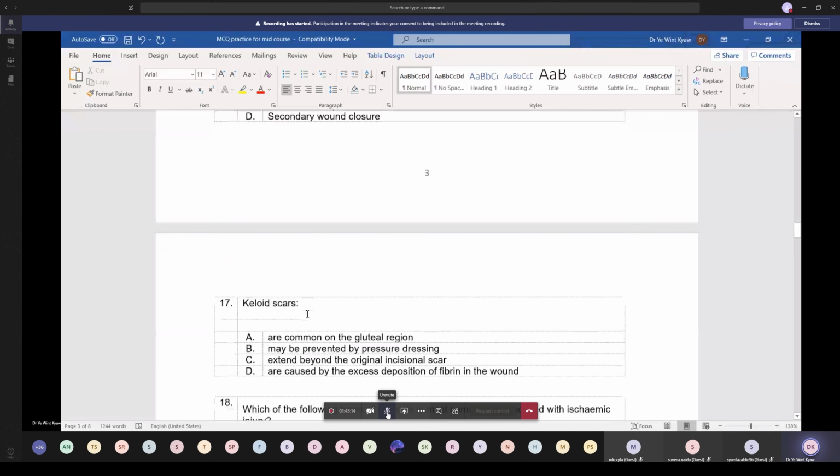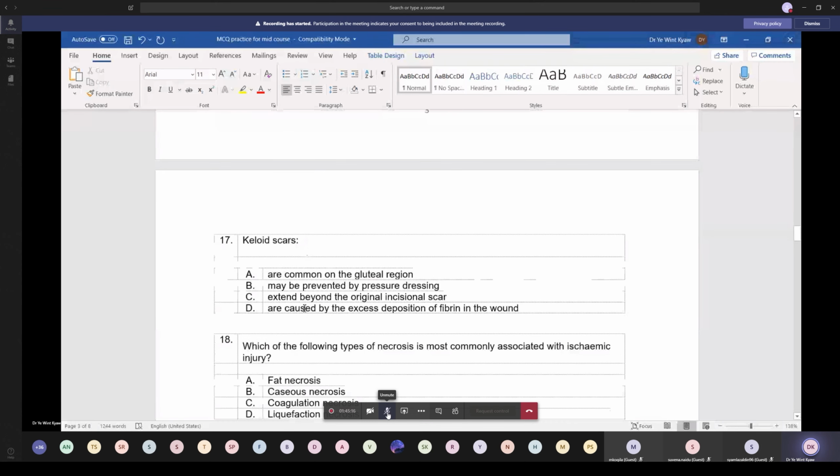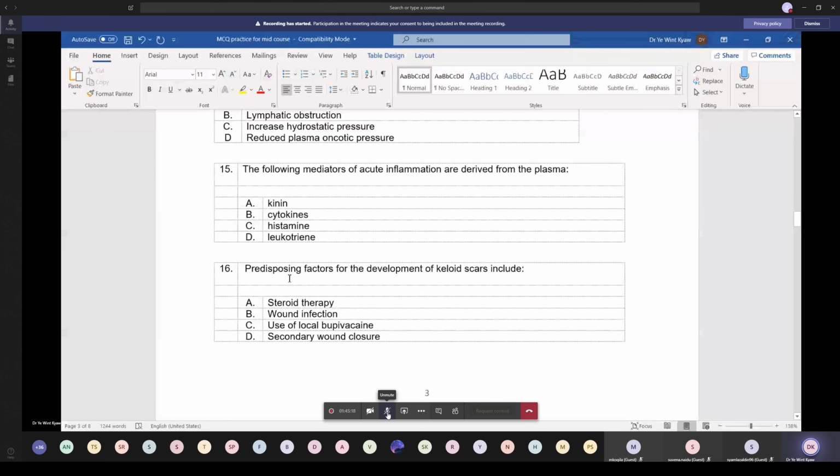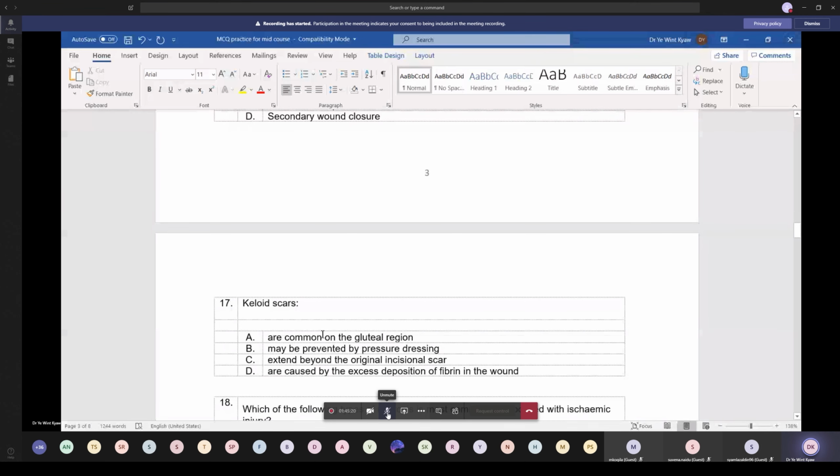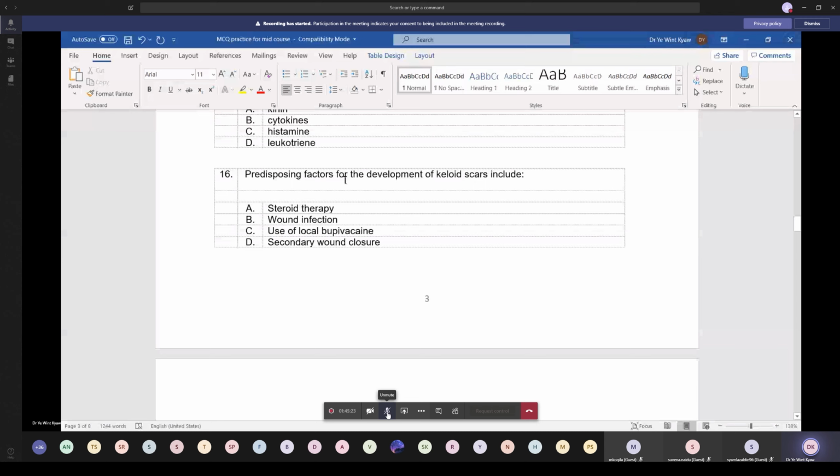So just read what the predisposing factors for keloid are. Read this time, and this is quite okay. You can read, this is correct. Other questions, I will continue a little bit on hematology.